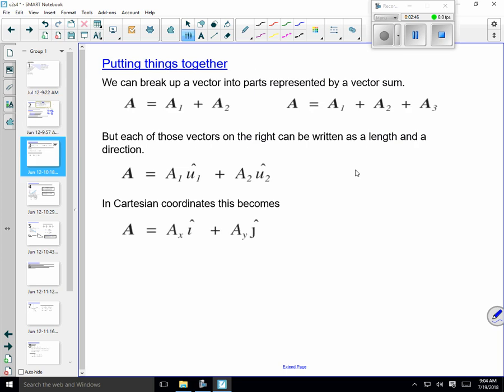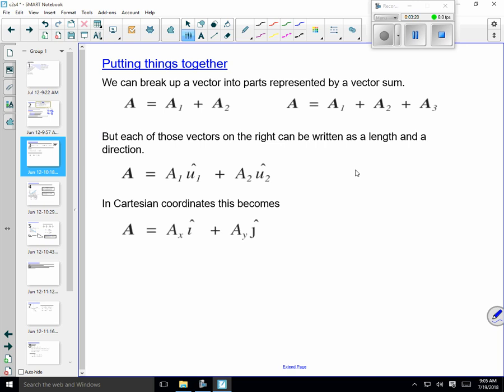So putting things together, I can talk about a vector. I can break a vector up into parts, and I represent those parts by a sum. So the vector A could be equal to the vector A1 plus A2. That's fine, or A1 plus A2 plus A3. But each of those vectors on the right could be written as a length and a direction. So I could write the vector A is equal to the magnitude A1 times a vector in the direction of U1 plus A2 times U2.